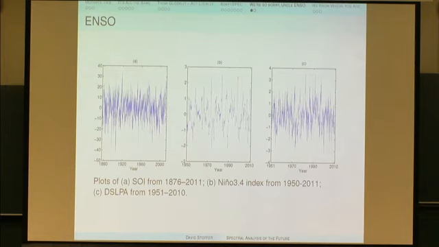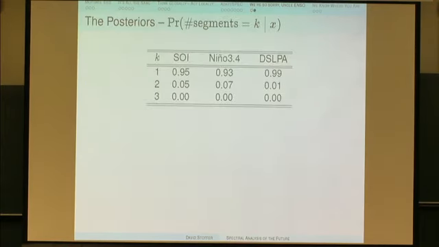So remember, the story is from 1950 it was one way, and then in 1980 it changed to something else. Okay, so we fit this through our model, and in the end, you can get a posterior on the probability of the number of segments given the data. And for the Southern Oscillation Index, I'm 95% sure that there's only one process. Although there's 5% probability that there's two, that's significant, right? Isn't 0.05 significant?